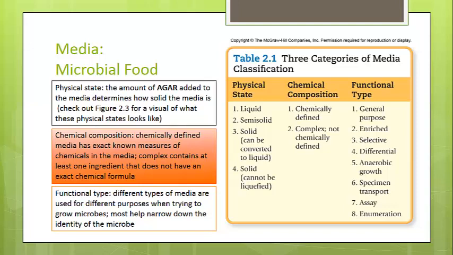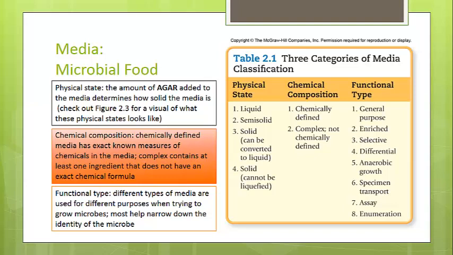And check out figure 2.3 if you really want to know what these physical states look like. If there's no agar in it, we're going to call that media a liquid media. If it has a small percentage of agar in it, we're going to call it a semi-solid. It's going to be like a gel. And then a solid is going to have a pretty good amount of agar in it. And so we can have solids that can be converted to liquids and solids that cannot.